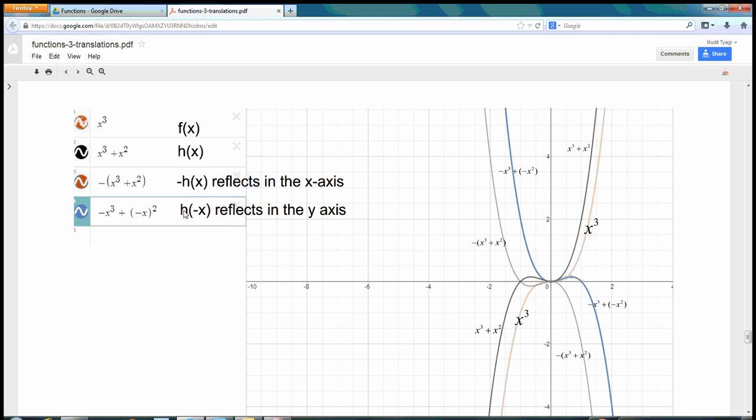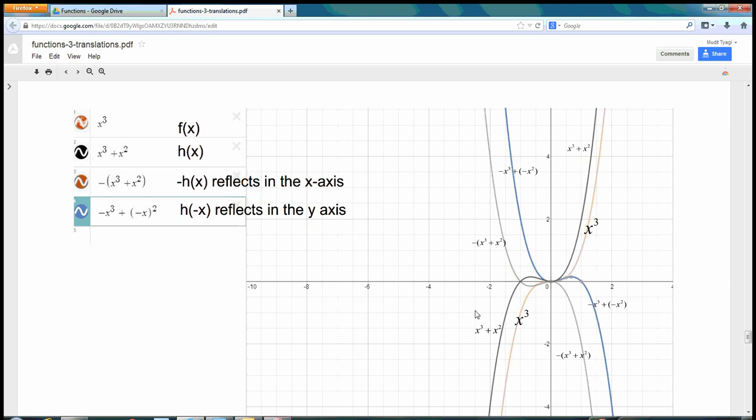Next, we see what happens if we look at h of minus x. So in this case, wherever you see an x in the h of x function, so x cubed plus x squared, you want to replace that with minus x. So we get minus x cubed plus minus x squared. And this gives us a reflection in the y-axis.